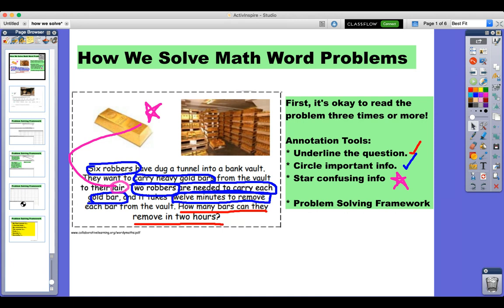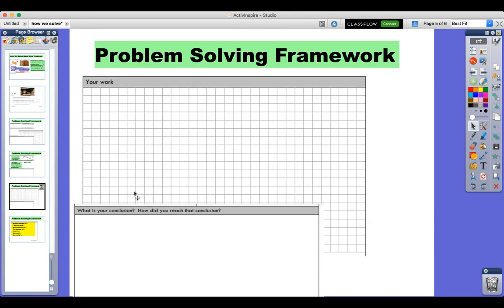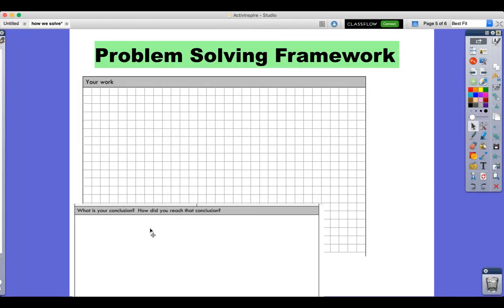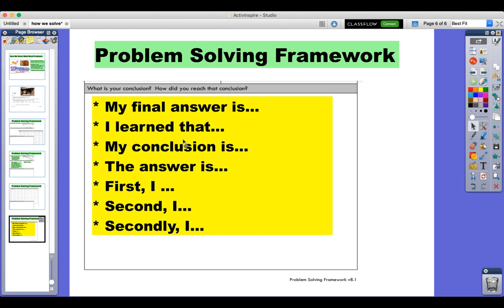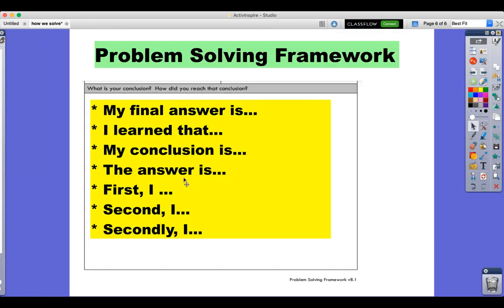And then you would start doing your work. You would start writing your conclusion when you have the answer. And if you need help writing a conclusion, these are some sentences that you can use.